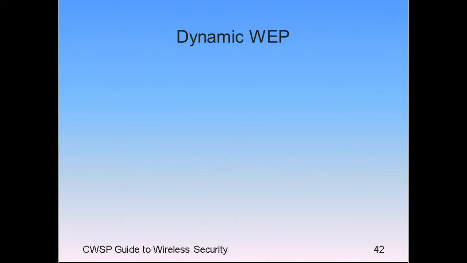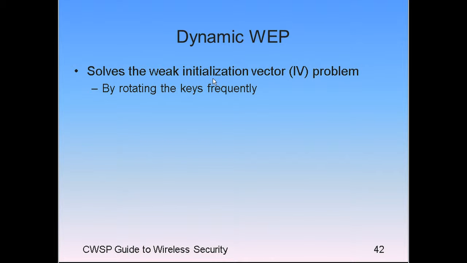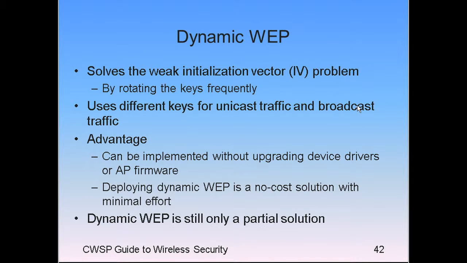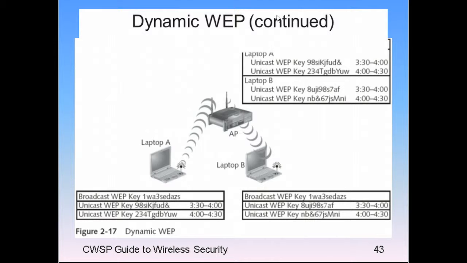WEP 2 is really no more secure than WEP itself. Dynamic WEP solves the weak IV problem by rotating the keys frequently, and in it we have different keys for unicast and broadcast. The advantage is that it can be implemented without upgrading the device drivers or the AP firmware, and that's when you go from WEP to WPA. It's not like, oh, I just want to start using WPA. You're going to have to upgrade your equipment to the new security protocols. So it was a no-cost solution that made things a little bit better, but again it is only a partial solution.